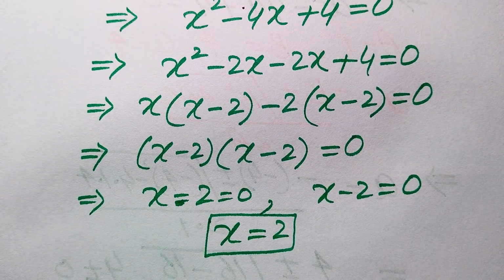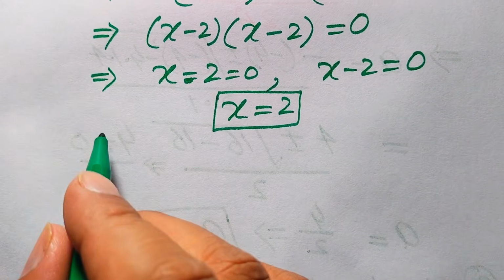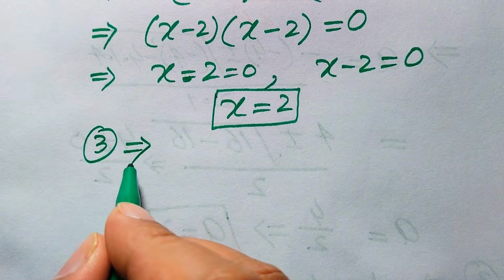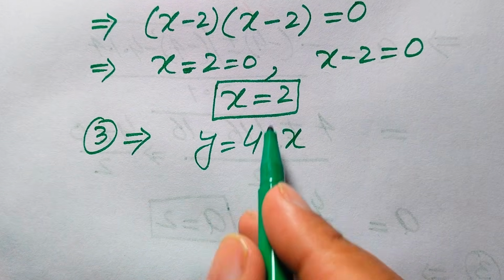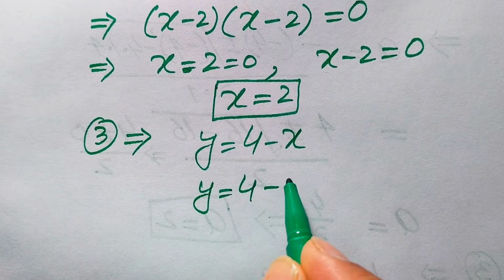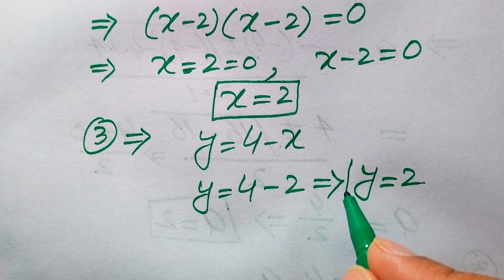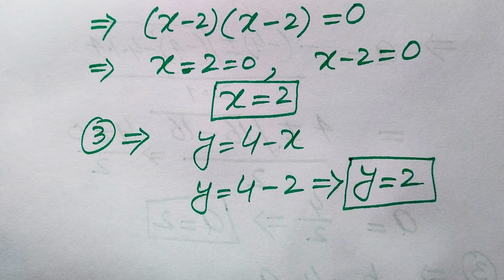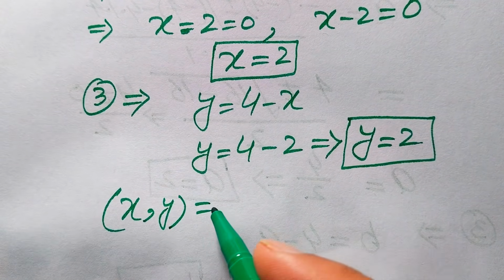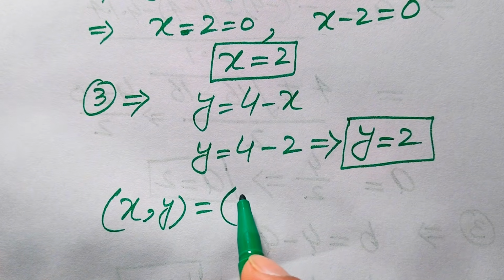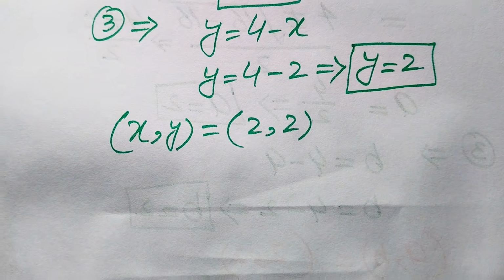Now we use this value of x in equation number 3, and we get the corresponding value of y. Equation number 3 implies that y is equal to 4 minus x, and here we substitute this value of x, and it will be written as 4 minus 2. So this implies that the value of y is also 2. This is the corresponding value of y, and we have the solution set or the roots of the given equation: x, y is equal to 2 and 2. So here we get only one root of the given equation.